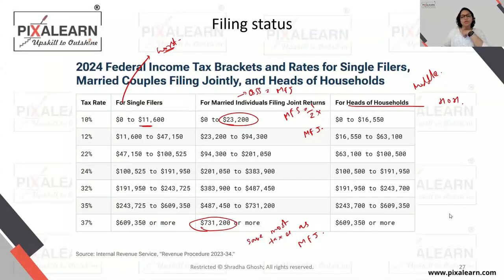Do you have a question? You wrote no to something. Okay, no, not to have any questions, is it? Okay, HOH is what, Naveen? HOH is I am single, but I'm maintaining somebody. Now, that somebody can be a child.